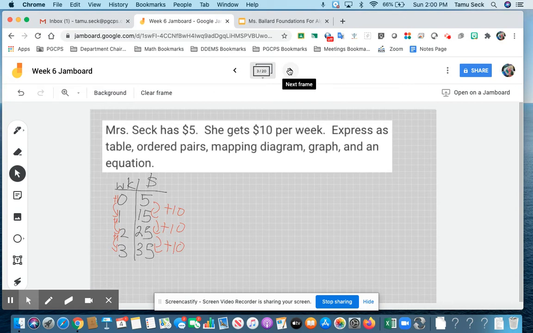So as ordered pairs, this would be 0, 5, 1, 15, 2, 25, and 3, 35. As a mapping diagram, the mapping diagram has to be in order from least to greatest, and the numbers cannot repeat.